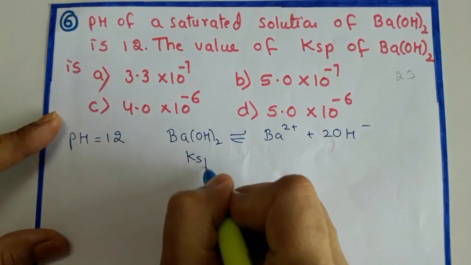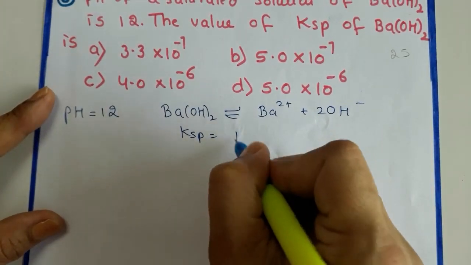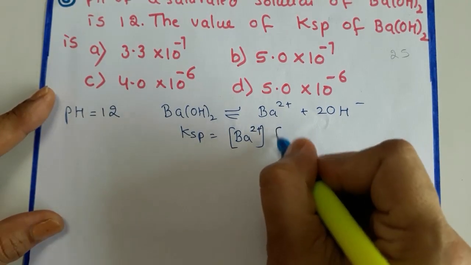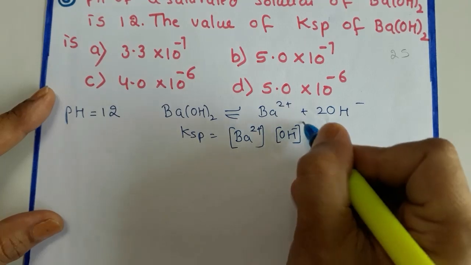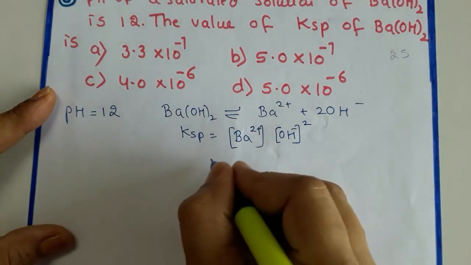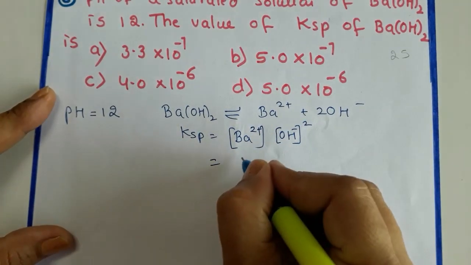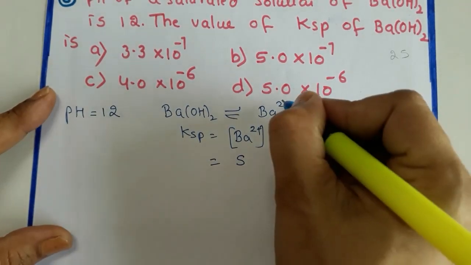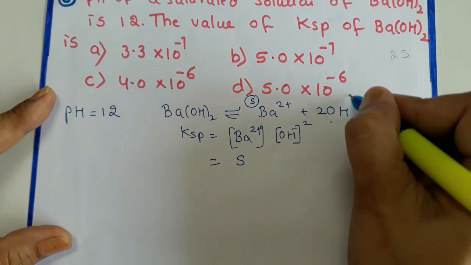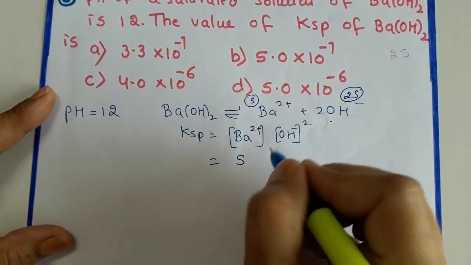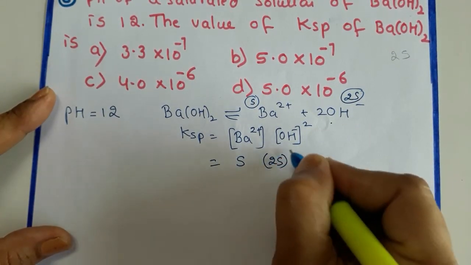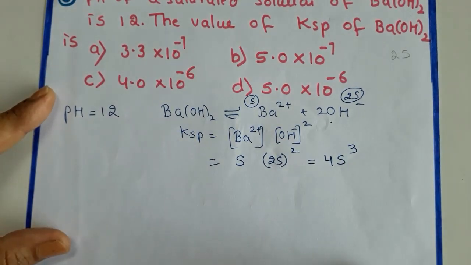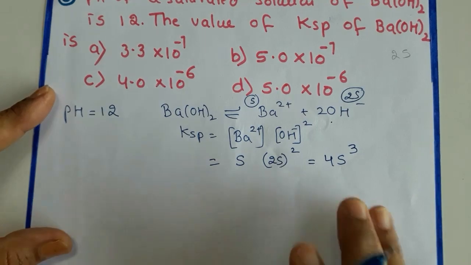So remember over here Ksp is what? It is concentration of barium ion, concentration of OH minus square. Okay. Now concentration of barium ion is S and this is 2S. Okay. This is S and this one is 2S. So what I will write here? 2S square is equal to 4S cube. Okay. This we have to keep in our mind.